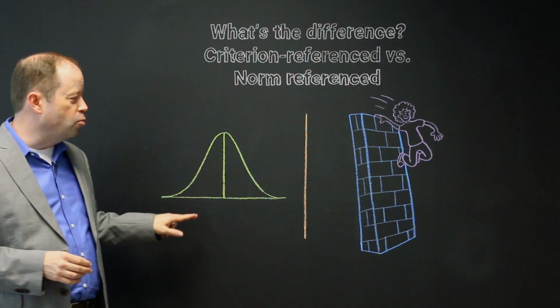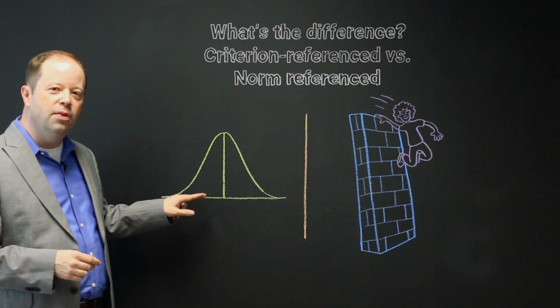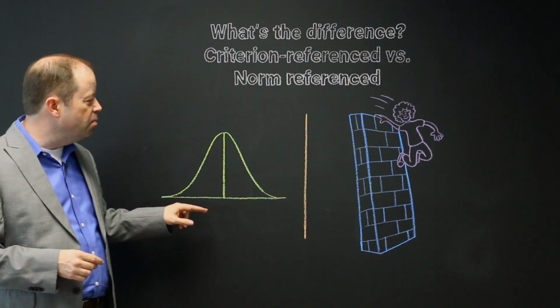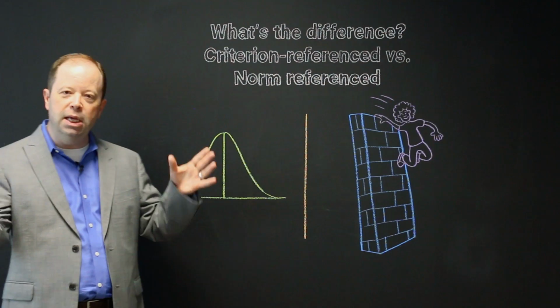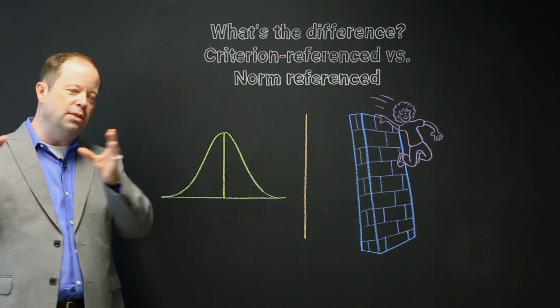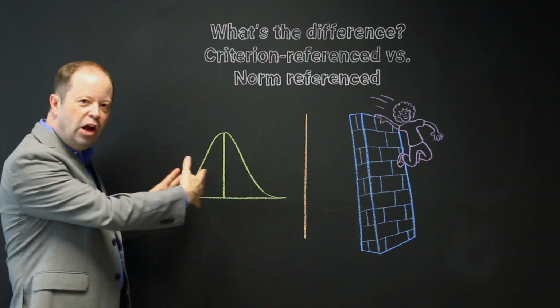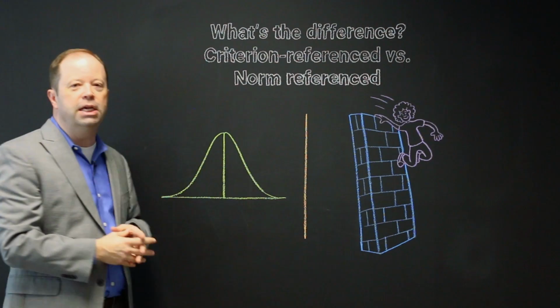When we think about norm-referenced assessments, the bell curve ought to pop into your mind, because it's through these bell curves of distribution of performance that we begin to make meaning of the results. We take students and we compare them to the norm. Where are they falling in here?